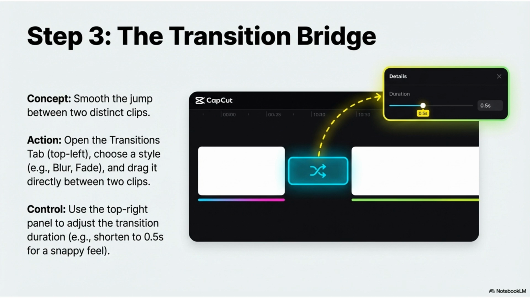Step 3, the transition bridge. Step 3 introduces the transition bridge. The concept here is to smooth the jump between 2 distinct clips. For the action, open the Transitions tab on the top left, choose a style like blur or fade, and drag it directly between 2 clips on your timeline. For control, use the top right details panel to adjust the transition duration. For example, you can shorten it to 0.5 seconds for a snappy feel.